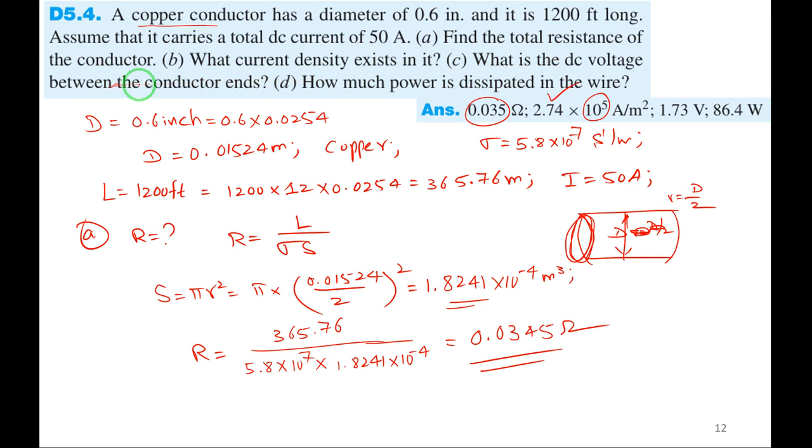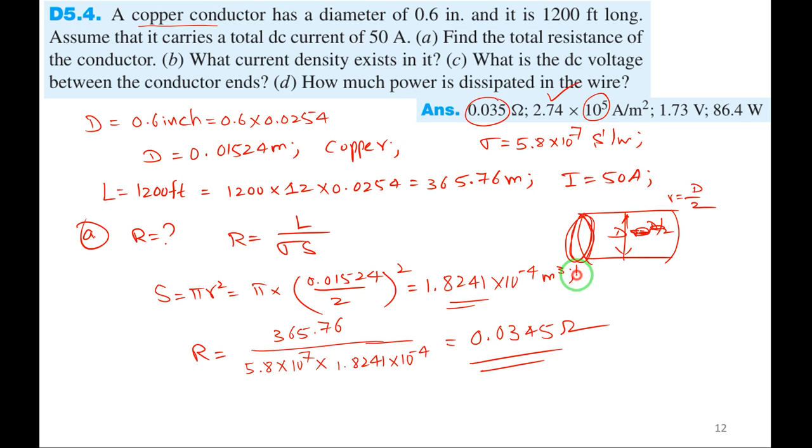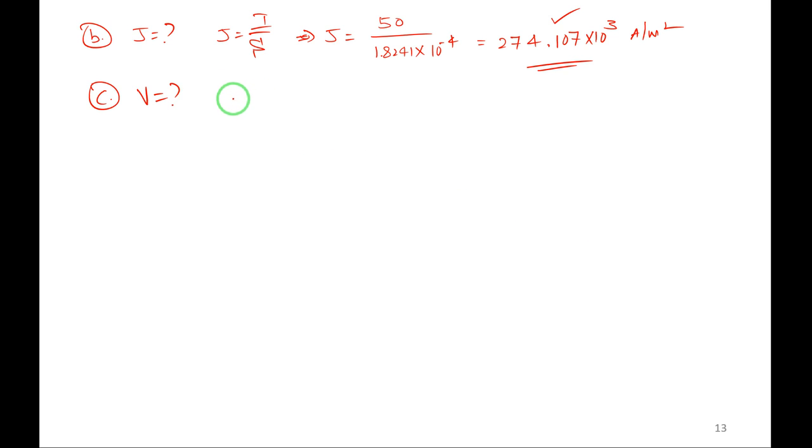So what is the DC voltage between the conductor ends? Means the potential difference between the two ends they have asked, right? So VAB, sorry, VBA. The potential difference we want to find out between the two ends. So which equation? E is equal to V by L we can use, but I don't know E. How to calculate E? Is it possible here? Any other equation can we use? E we don't know.